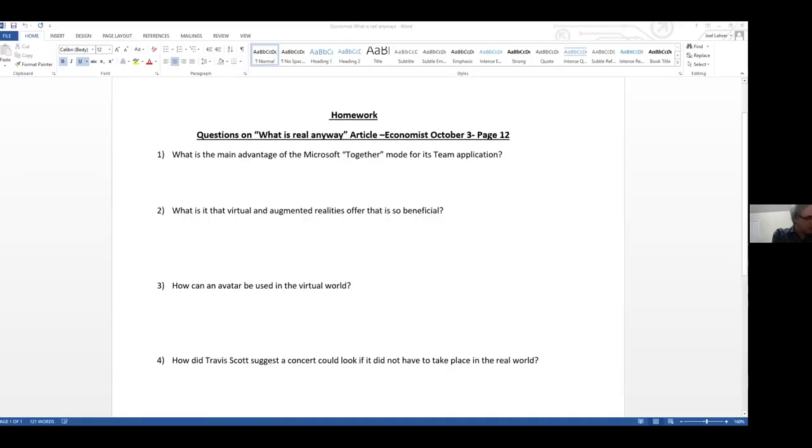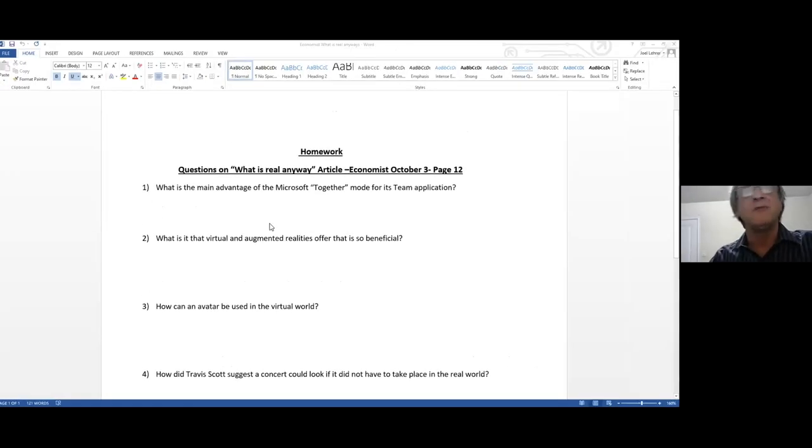So first, I'm going to show you an example of the homework. If this was a live class, this would be the homework. The article is called "What is Real Anyways?" and it's about virtual reality. So let me read the questions first, and then we'll talk about the article. These would be the 5 homework questions.